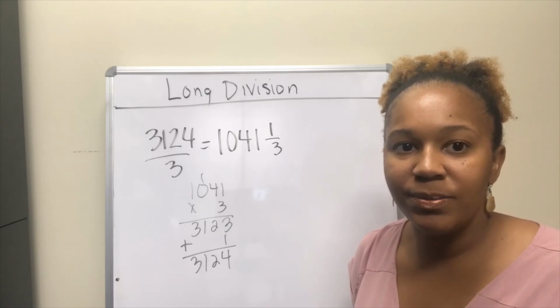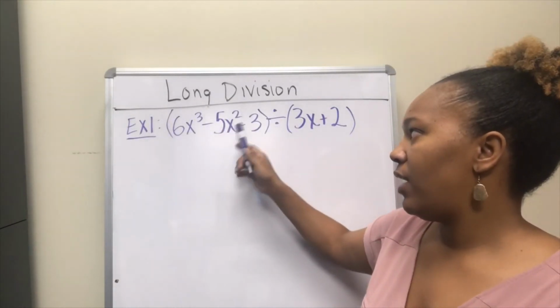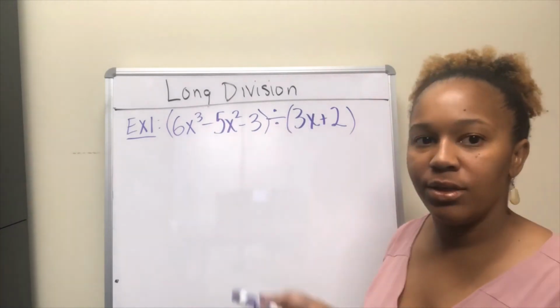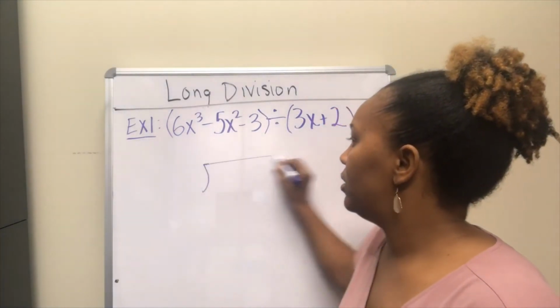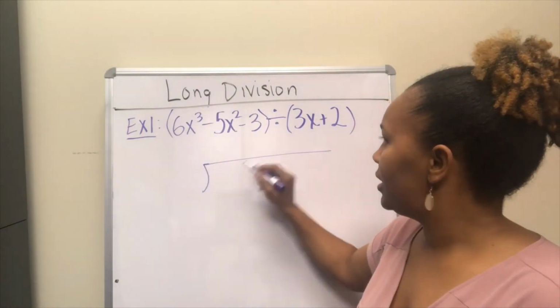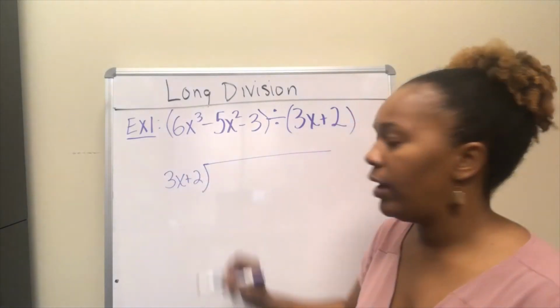For example 1, we want to do 6x to the third minus 5x squared minus 3 divided by 3x plus 2. Alrighty, so when we write this out, the dividend will go on the inside, and the divisor will go on the outside. So your 3x plus 2 will go out here.